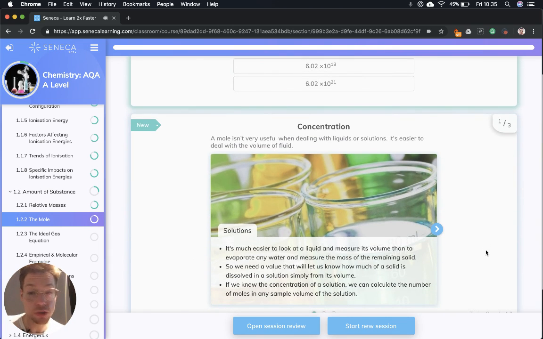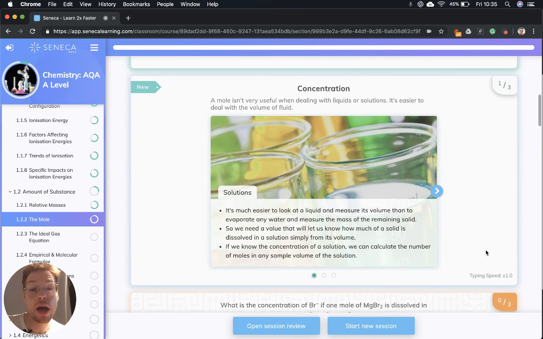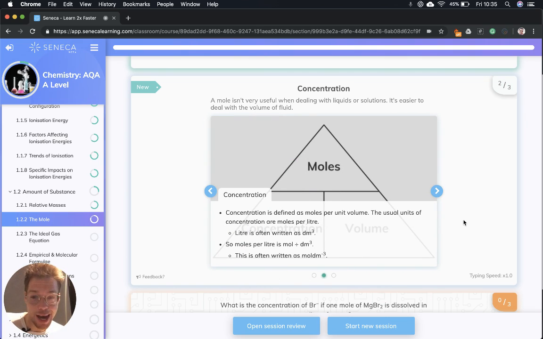Let's go over concentrations. A mole isn't very useful when dealing with liquids or solutions. It's easier to deal with volumes of fluids. So we need a value that will let us know how much of a solid is dissolved in a solution simply from its volume. If we know the concentration of a solution, we can calculate the number of moles in any sample volume of the solution. Ooh, but how? I'm glad you asked.